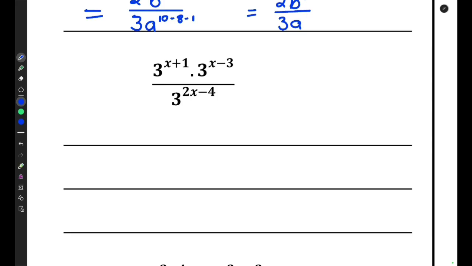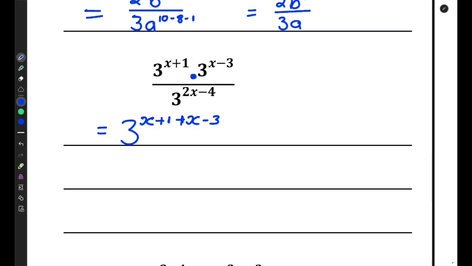So if I look at this, all the bases are just a 3. So I can just say a 3, and then I'm just going to apply law 1 and 2. So law 1 says, if I multiply the same bases, I'm going to add exponents. So at the top, remember this dot means multiply. So I'm just going to say this is x plus 1 plus x minus 3.